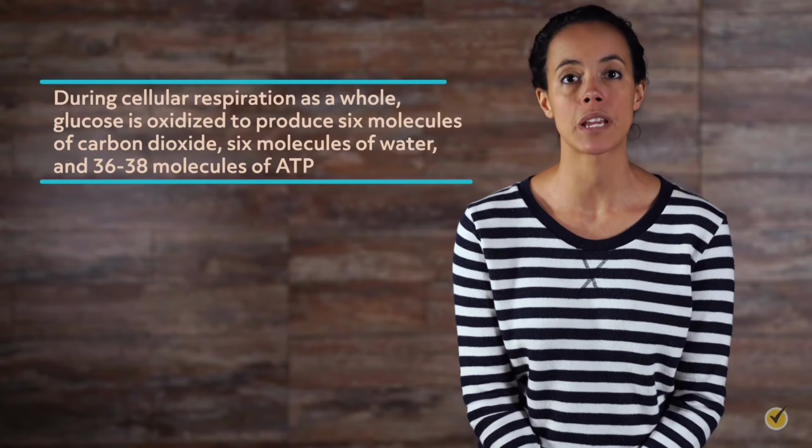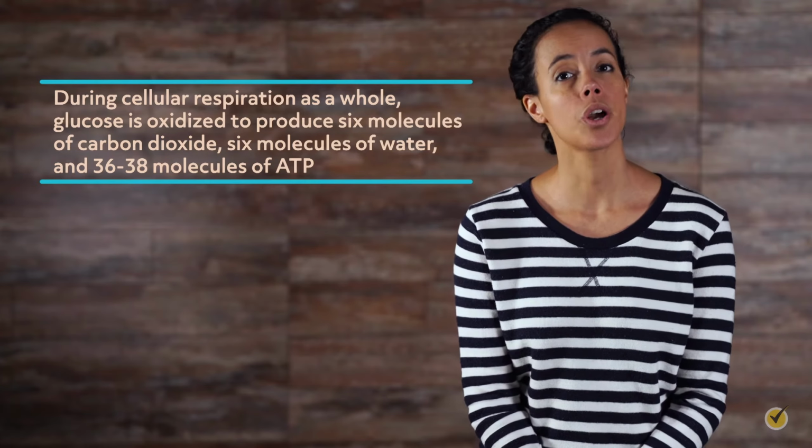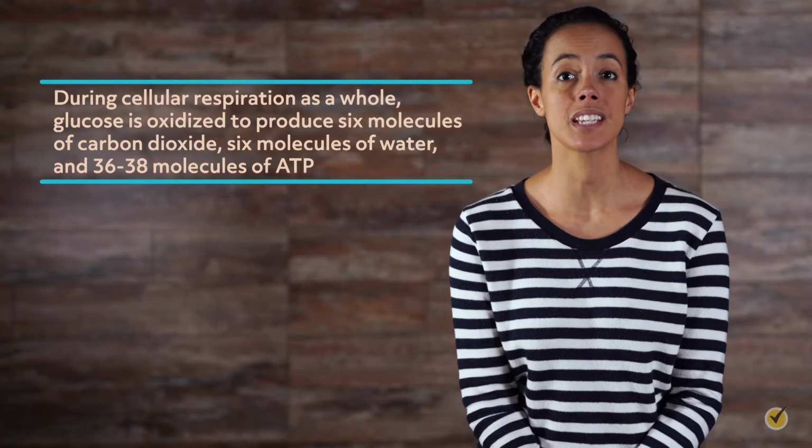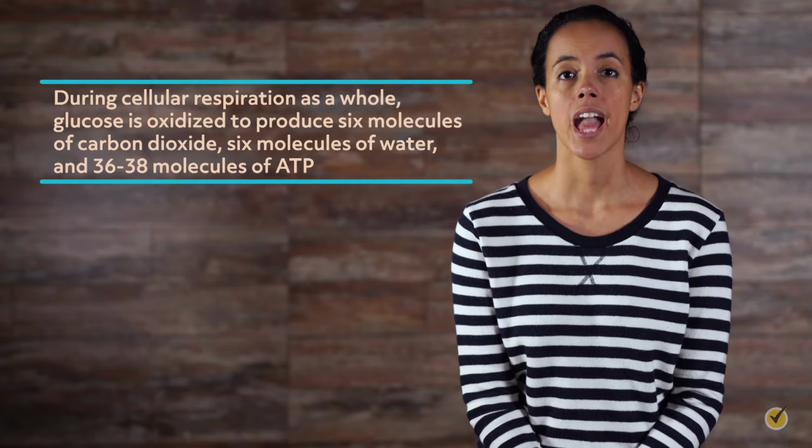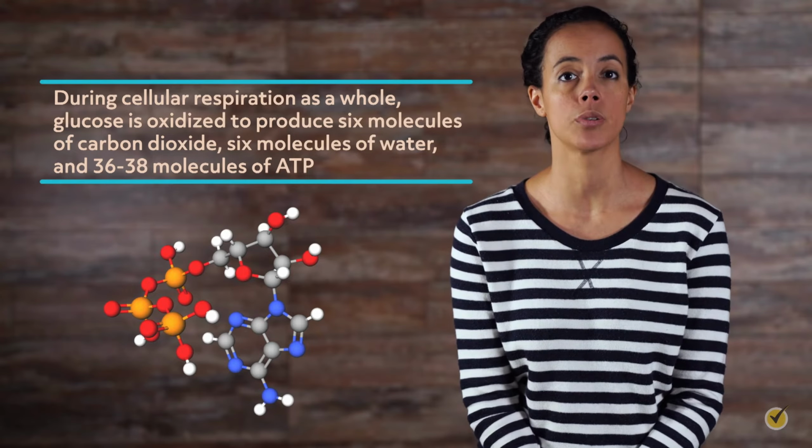During cellular respiration as a whole, glucose is oxidized to produce 6 molecules of carbon dioxide, 6 molecules of water, and 36 to 38 molecules of ATP. Now that we understand the processes involved to produce energy, let's look at processes that require energy, such as reproduction.